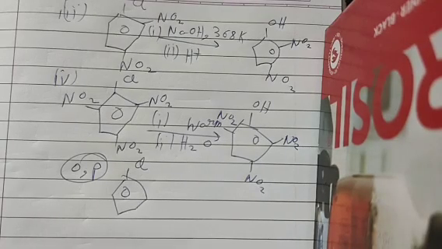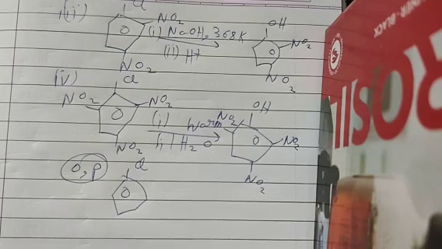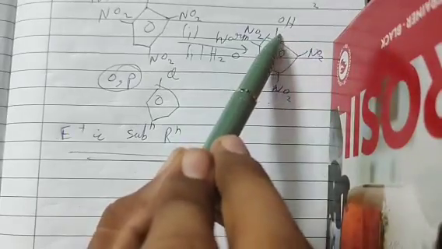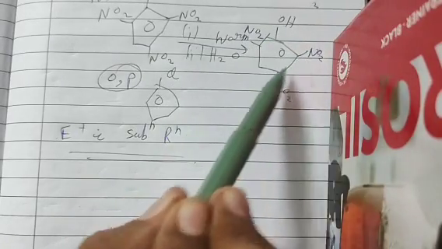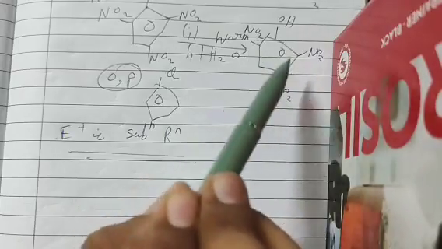Now since NO2 is an electron withdrawing group, it needs to withdraw electrons only where they are present, and those electrons are present only at the ortho and para positions. So that's why NO2 is used only at ortho and para positions. Now one more thing, as you can see, this OH on the top and NO2 at two ortho positions and one at the para position. This compound is also known as picric acid.